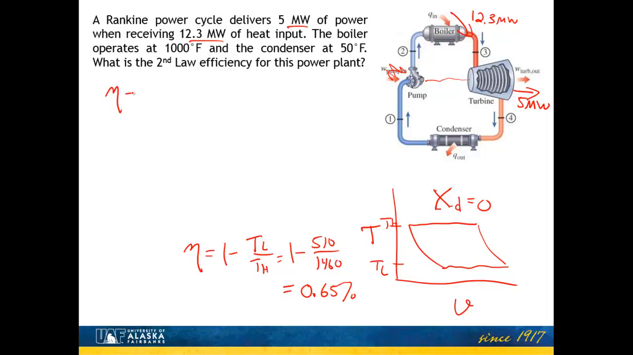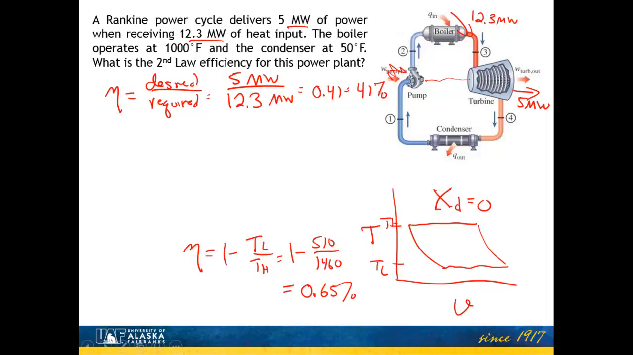Well, the efficiency of that cycle is what's desired over required. And what's desired out of our power plant would be that 5 megawatts. And what's required is what goes in, which is 12.3 megawatts. So the actual efficiency of this cycle right here is 0.41 or 41%.